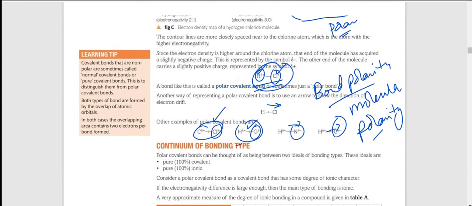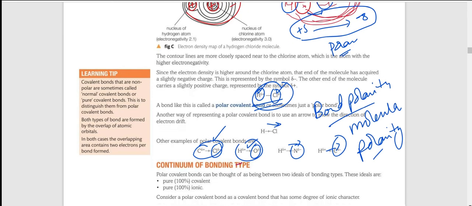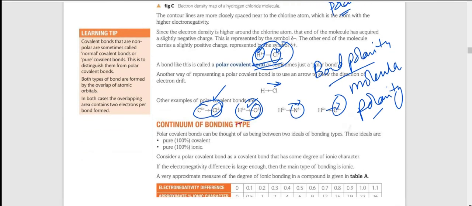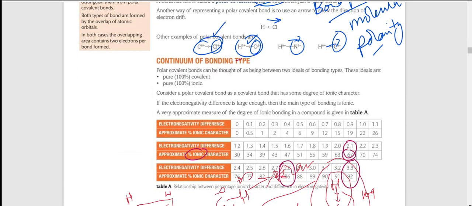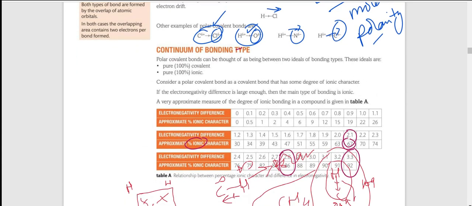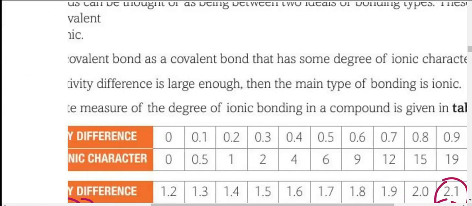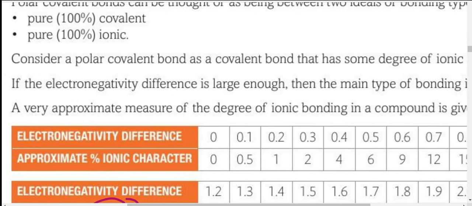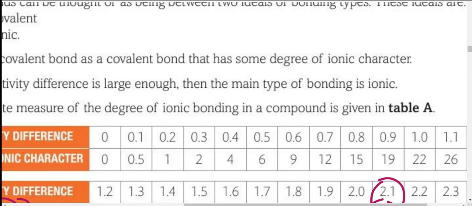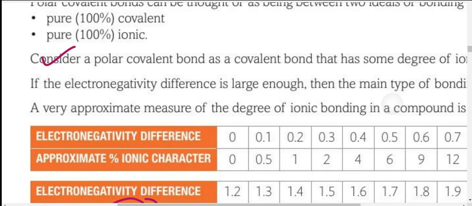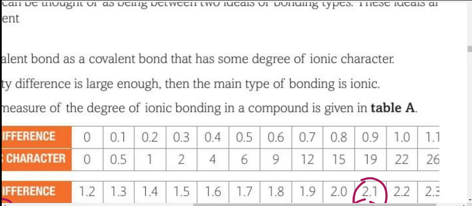Look into this polarity area and see what we are getting here. Consider a polar covalent bond as a covalent bond that has some degree of ionic character. If the electronegativity difference is large enough, then the main type of bonding is ionic. A very approximate measure of degree of ionic character is given in this table.